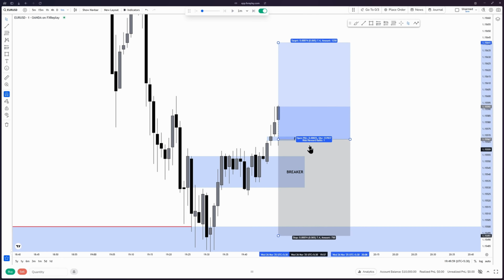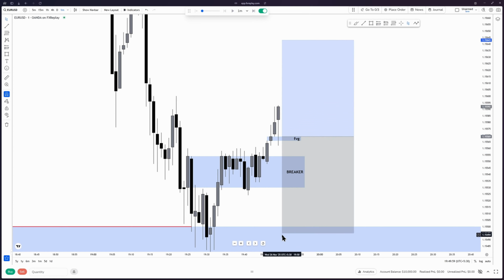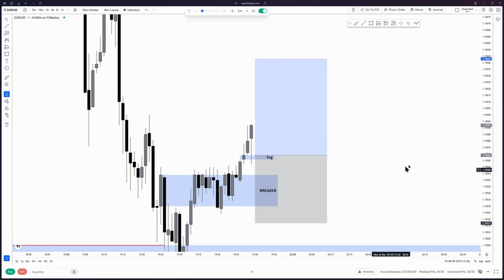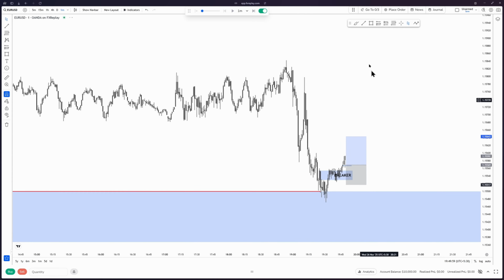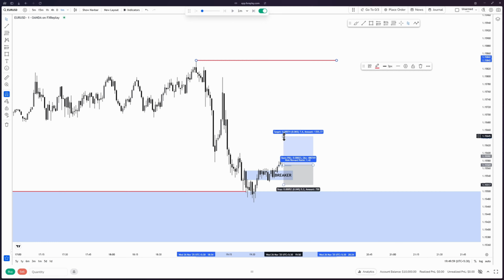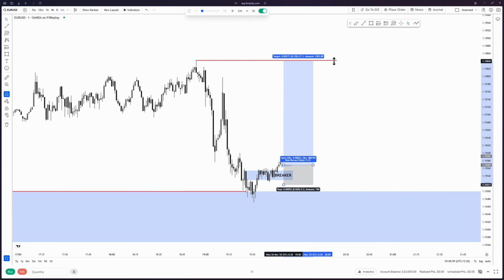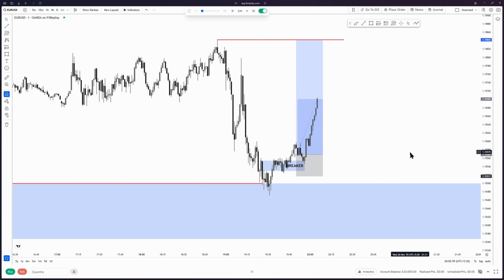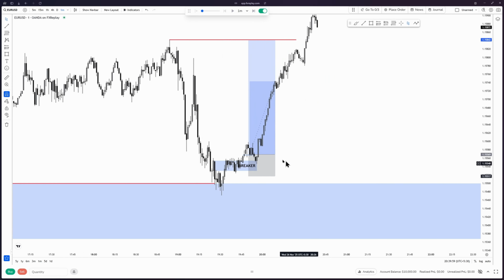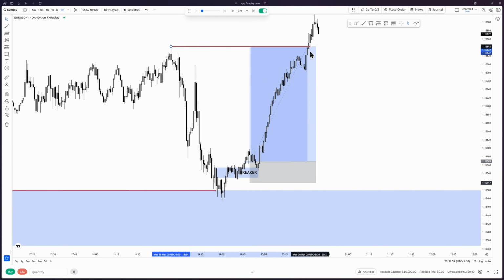We enter on this fair value gap, place our stop just below the breaker, and then mark out the recent high as our buy-side liquidity target. Now, the reason we are only using the recent swing high as our buy-side liquidity is because it's not realistic to target higher time frame highs and catch 1 to 25 risk-reward trades. You can see that the market instantly triggers our order and immediately starts displacing to the upside, eventually sweeping our buy-side liquidity and giving us a clean target.